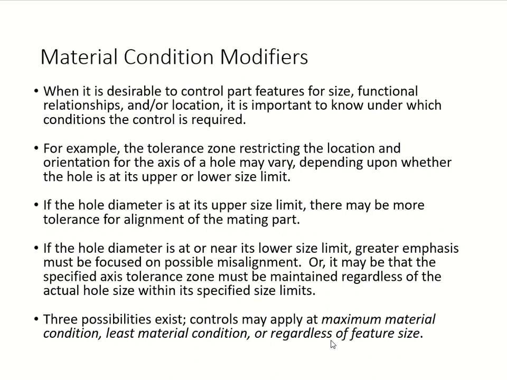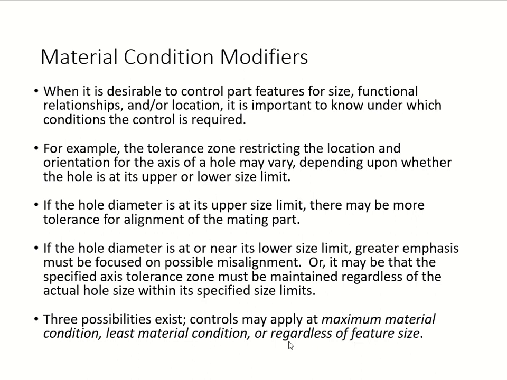So we break it into three parts in order for us to ensure the alignment and to get rid of the possibility of misalignment between the mating parts. We come up with the maximum material condition and the least material condition. And the last one is regardless of feature size.